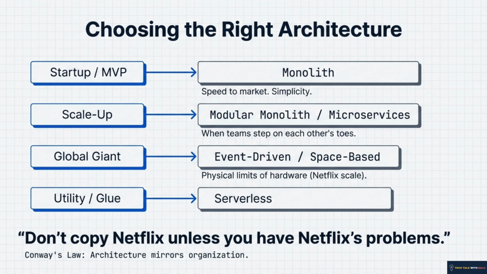So, which one do you pick? If you are a startup or building an MVP, then build a monolith. Speed is everything. While you are scaling up and when teams start stepping on each other's toes, move to microservices. As you transform into a global giant, when you hit physical hardware limits, you need event-driven/space-based. As a utility function, use serverless for glue code. Key lesson is that don't copy Netflix unless you have Netflix's problems. As Conway's law states, architecture mirrors organization.